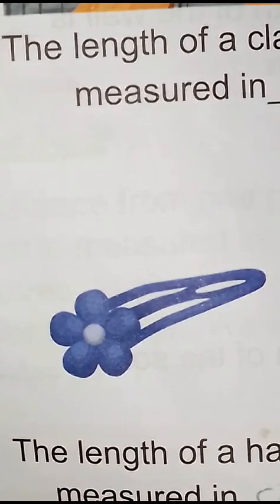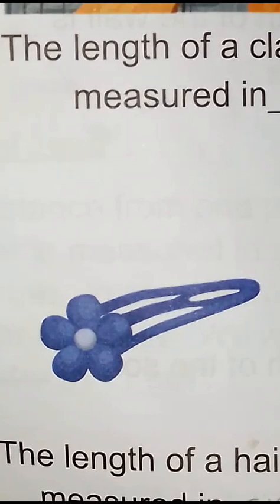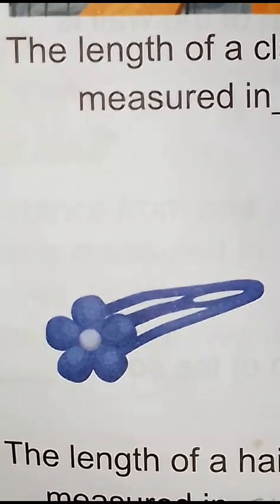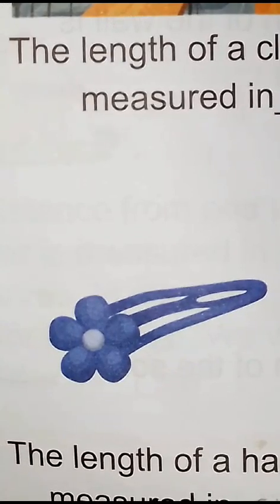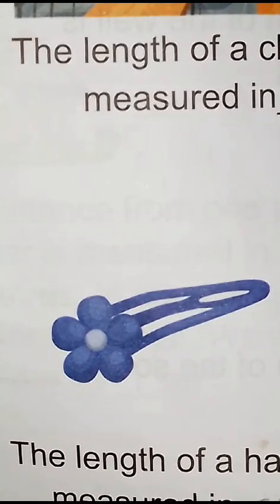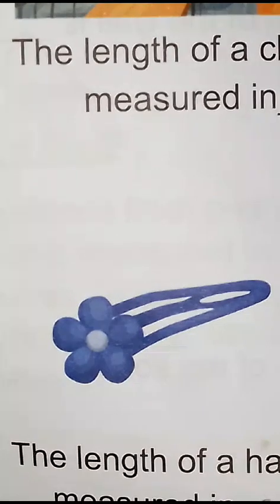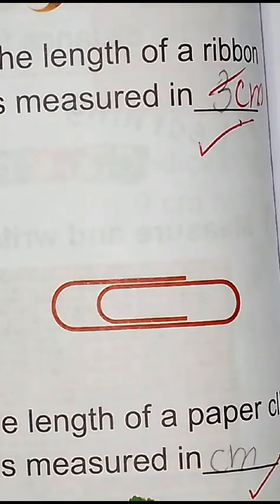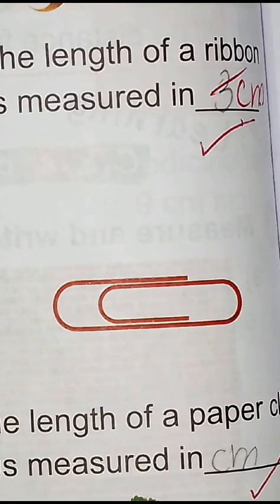So always keep it in your mind that when we measure short objects, we will use a centimeter ruler, because the centimeter ruler is always used for short objects. Another example for centimeter is a paper clip. This is also a short object, that's why we will measure it with the centimeter ruler.